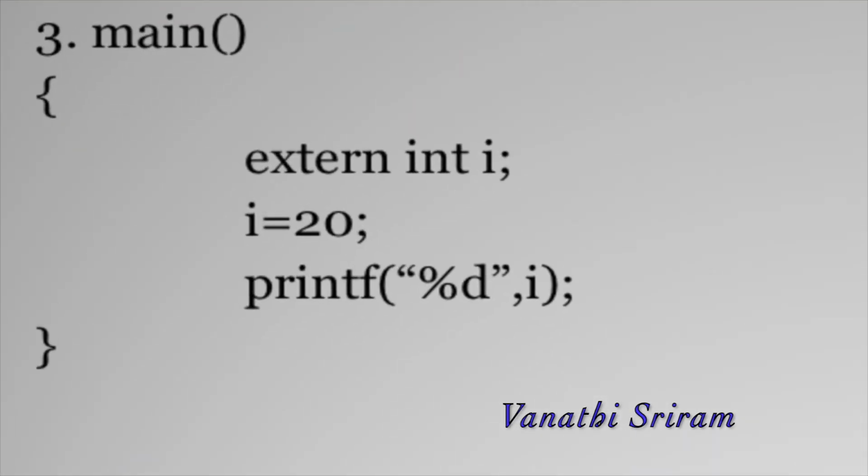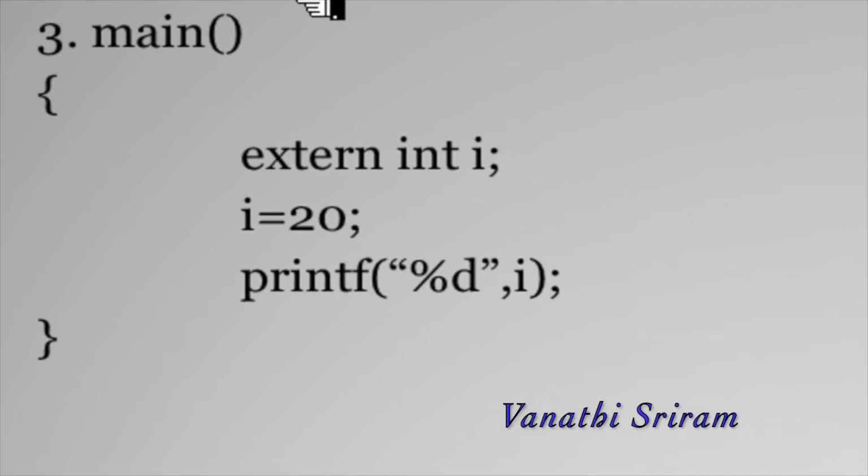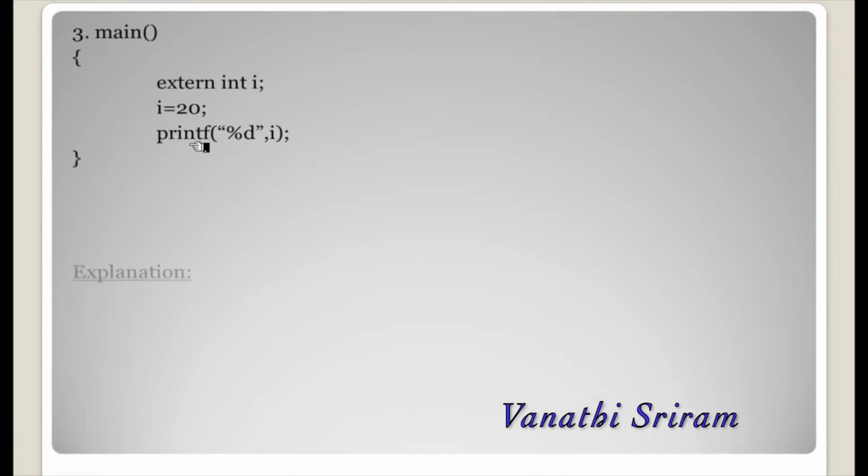Here, an extern keyword is used. Can you guess the answer? I hope you would have noticed that the value of i is initialized inside the main function. Can you guess the answer? Yes, it is a compilation error because whenever an extern keyword is used, the value of that variable should be initialized outside the main function, like int i is equal to 20. Let's look into the explanation.